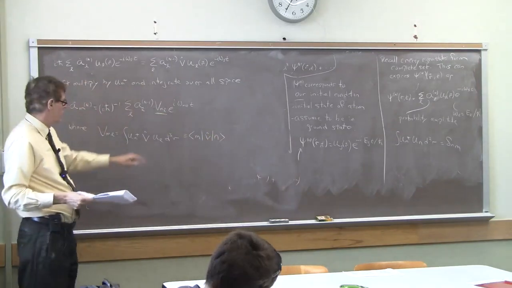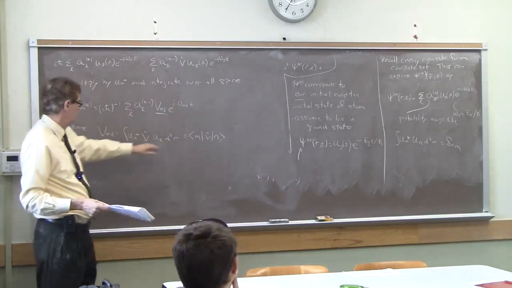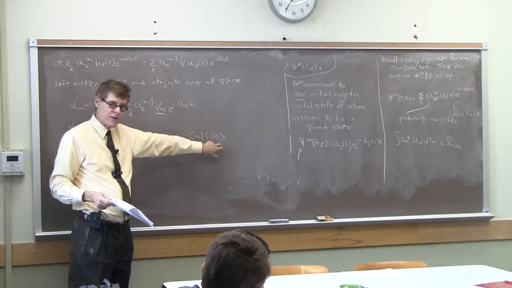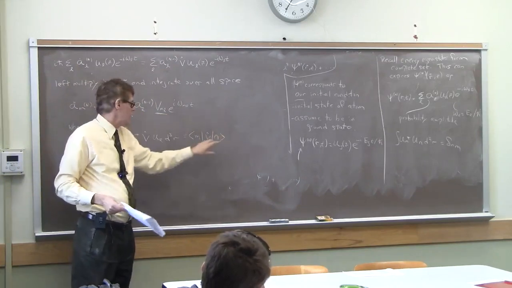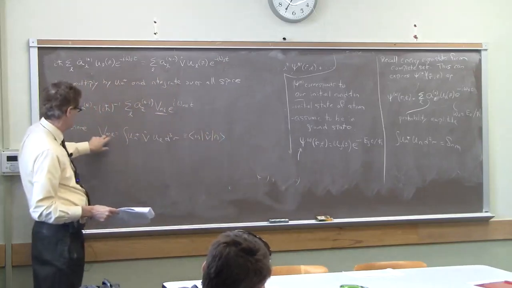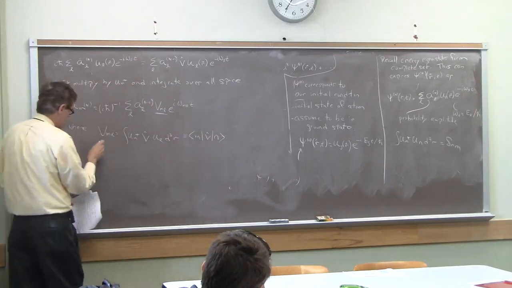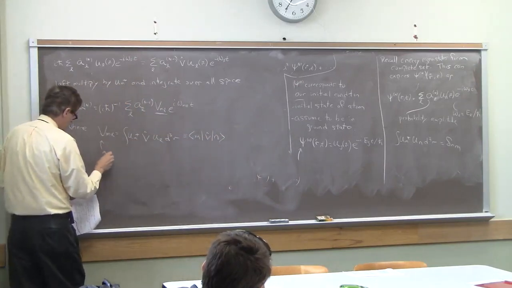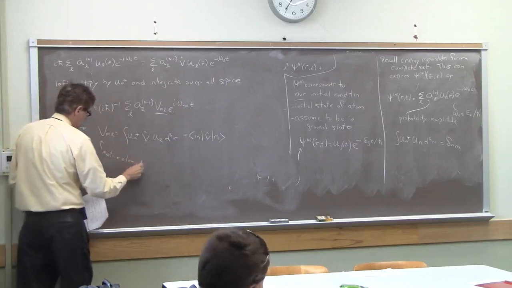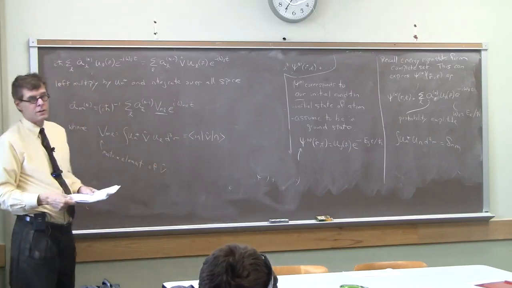And sometimes it's convenient to write this using Dirac notation. So, V operates on this ket vector. Then you take the inner product of this ket vector with this bra vector to get this quantity. This is the shorthand for this. And we can call this the matrix element of V.